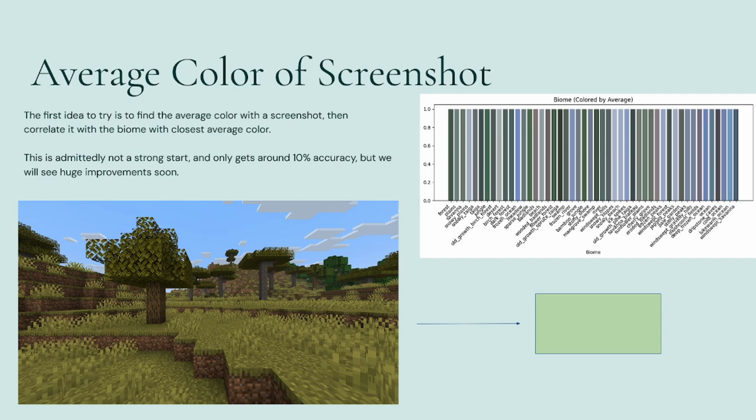Next up, the first idea we have is to look at the average color of a screenshot. Up here we have a graph of every biome and the average color in that biome. And now to classify pictures like this, we can find the average color of all the pixels, which is about this color, and then find the closest color to this biome and predict that. This is not going to be a very good start, and this will only get 10% accuracy, but we will see huge improvements soon.